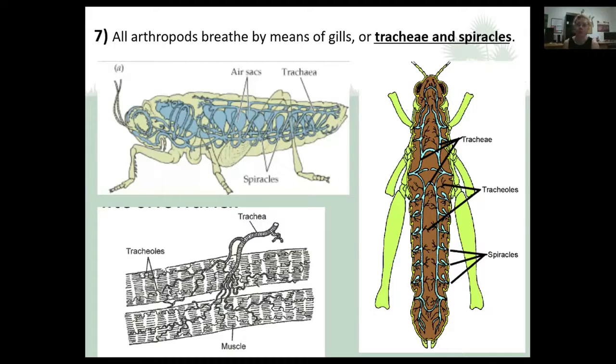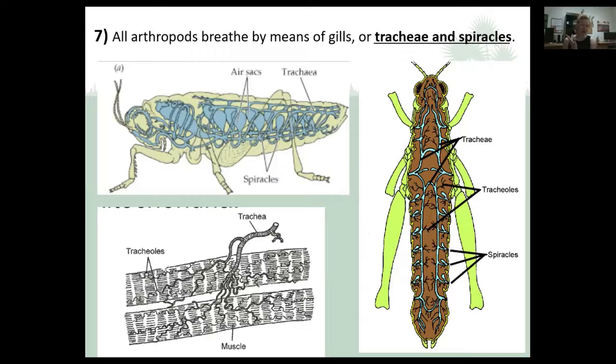Trachea and spiracles are the dominant system involving the exchange of air from outside of the body to the inside of the body. The spiracles are in direct contact with the air, and they often have an opening and closing mechanism. The tracheal system is quite intricate.